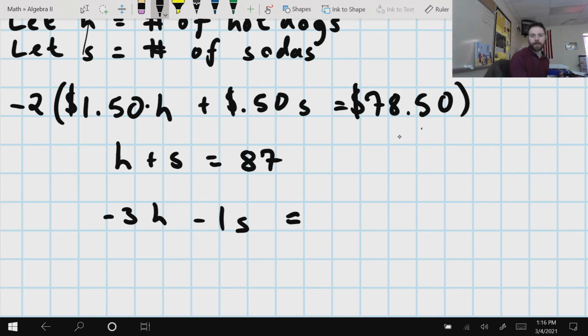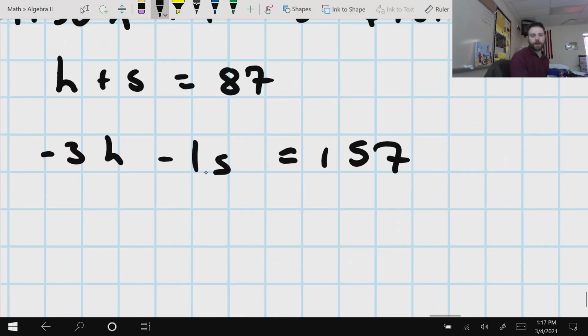Equals negative 78.50 times 2, let's see, 78 plus 78, that's going to be 156, and then another dollar, so 157. And so it's going to be negative, and we're going to add across, and then solve for whatever variable is left.